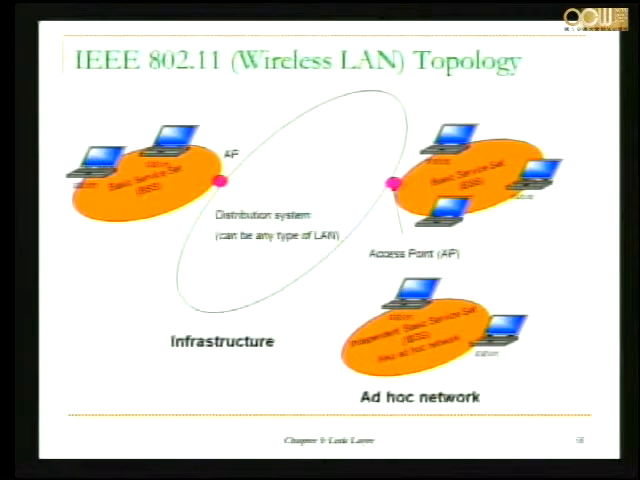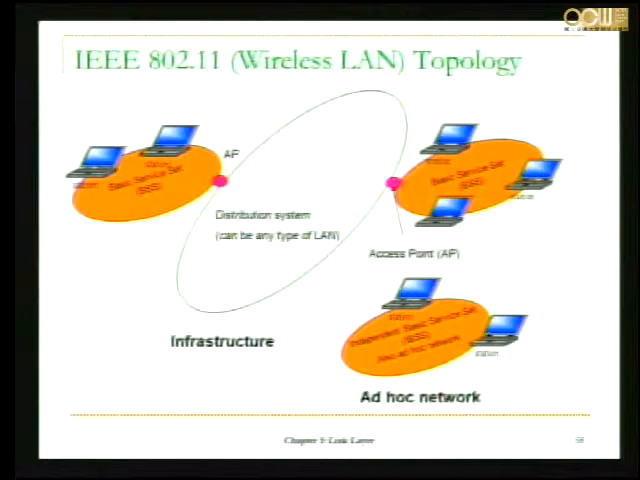So let's look at the wireless LAN first. This figure shows two topologies. One is called infrastructure, and one is the ad hoc network. The infrastructure environment means that it has access points. The access point, on one hand, is connected to the wired environment, the wired local area network. On the other hand, it's wireless, talking with the station, the client stations.